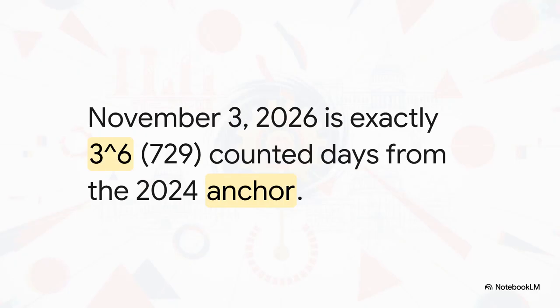If November 5th, 2024 was the anchor, the decisive yes of executive momentum, then November 3rd, 2026 lands exactly at 3 to the 6th power. That is 729 counted days later. This places the 2026 midterms directly in the center of a mathematical breaking field. The executive branch momentum hits a mathematical wall. It's the definitive no to power.